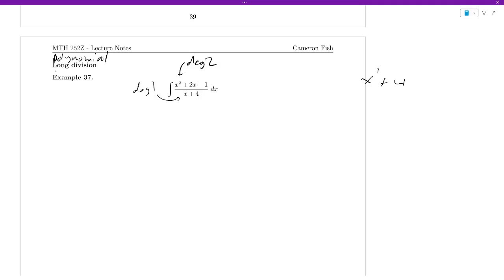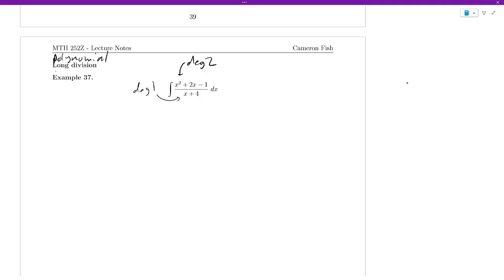Basically, in the end, I'm going to have this split up into something plus something plus something, and it'll be easier to integrate each of those somethings. So it seems a little random, but we have to remember how polynomial long division works. We won't be doing this all the time, but it's a good thing to know how to do, and it's not that bad.